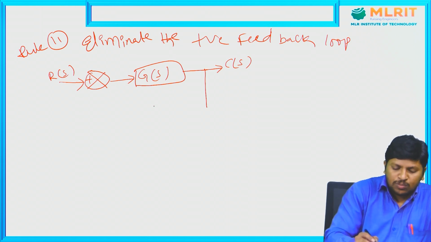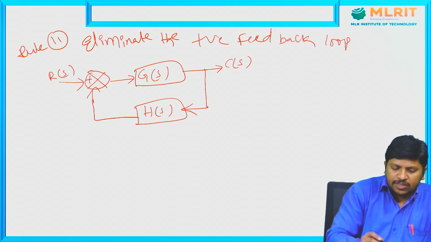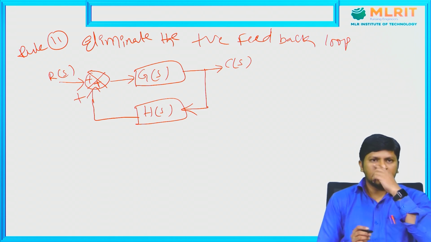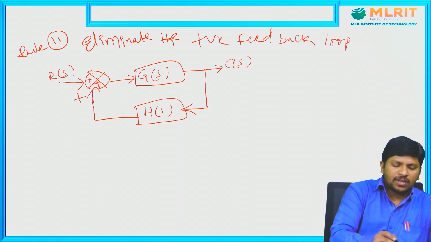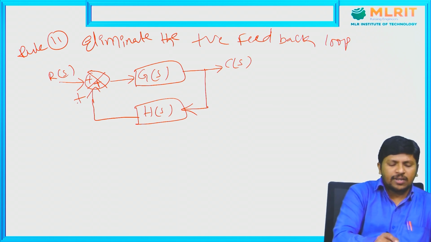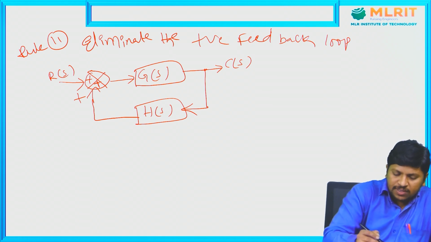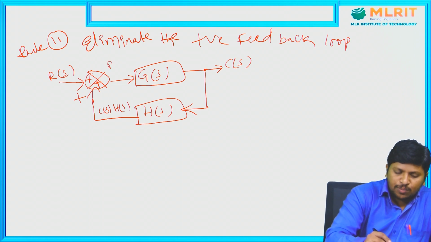The same output signal goes through the feedback gain, and I apply this signal again to the input side with a positive sign. This is the positive feedback. For negative feedback, we just mention a negative sign, H of S. The same signal, C of S into H of S, so R of S is the input plus C of S into H of S.